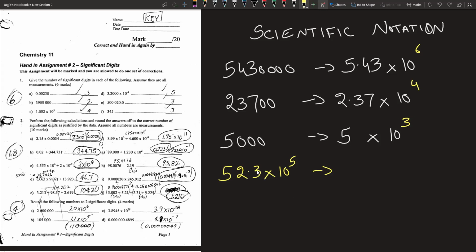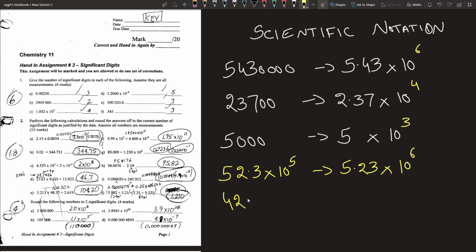Okay, this is not in proper scientific notation because your decimal needs to be after the first number. So it should be 5.23 times. Now, how many places did you have to move? 1. So you'll have to add 1 to this power. So it will be 10 to the power 6. Are you guys understanding this so far?